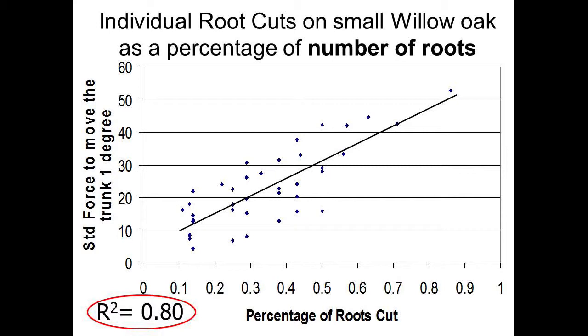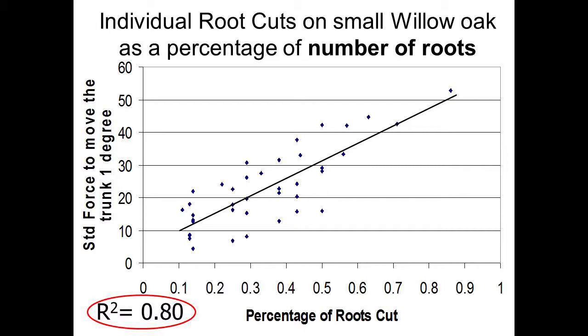Let me also point out something over here. So this is 1 root being removed. And this is our change in force, basically our change in stability. With one tree, we took off 1 root, and it changed the stability by 5%. Another tree, we took off 1 root, and it changed the stability by almost 25%. And again, this is a real problem for us. That is a lot of variability in the data.